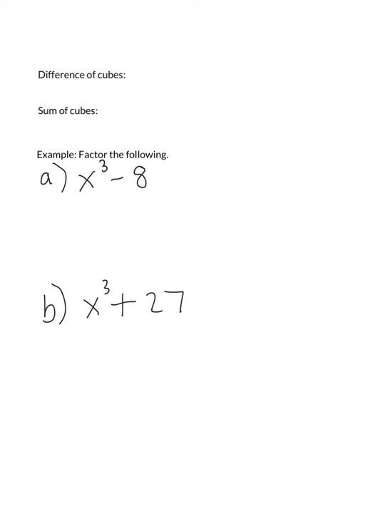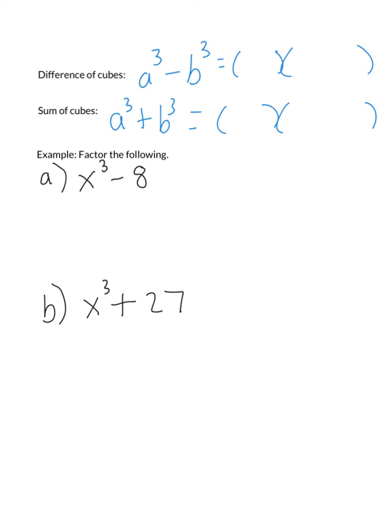So starting with the difference of cubes, let's say you have some term A that's cubed minus some term B that's cubed. And for sum of cubes, let's say that you have A cubed plus B cubed. I'm going to rewrite both using their formulas. What's going to happen when you factor either one is you're going to get a binomial times a trinomial. Binomial means 2 terms, trinomial means 3 terms.